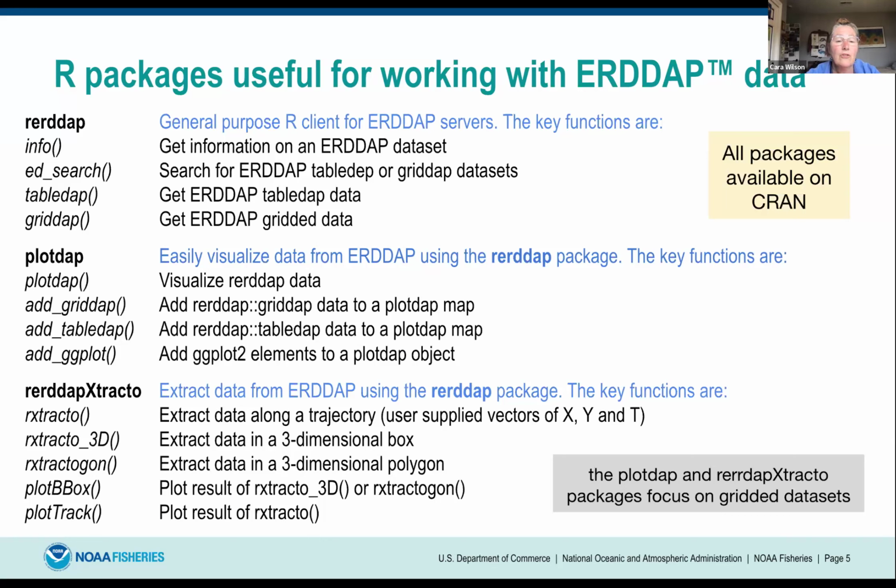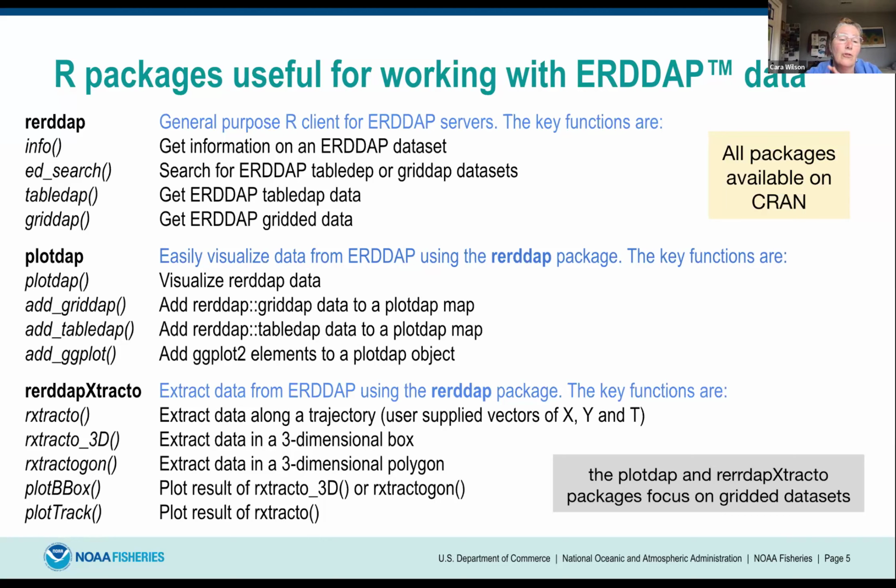Info basically just gets the basic information about an ERDDAP data set. There is ed_search, which is a way to search for data sets on any ERDDAPs, whether it's TableDAP or GridDAP. And then tabledap and griddap get either tabular data from ERDDAP, or gridded data from ERDDAP.